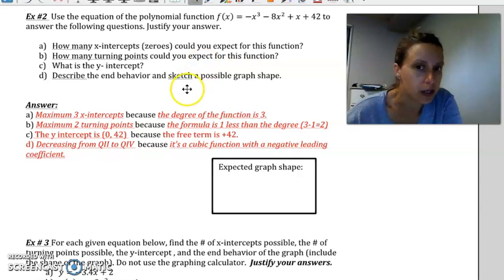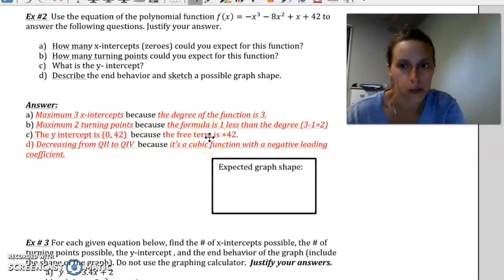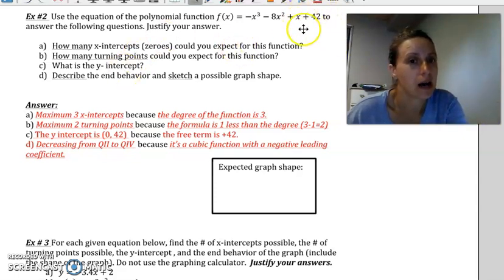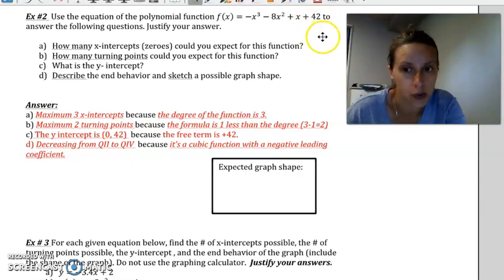How many turning points can you expect for this function? You can expect up to 2 turning points, 0 or 2, so you can be even more specific. Why? Because it's always 1 less than the degree of the function. So you can do 3 minus 1 equals 2. What is the y-intercept? For this one, I ask you not how many, but actually what is it? So the y-intercept is coming from the free term. So the y-intercept, you can say, is at 42 because the free term is 42.